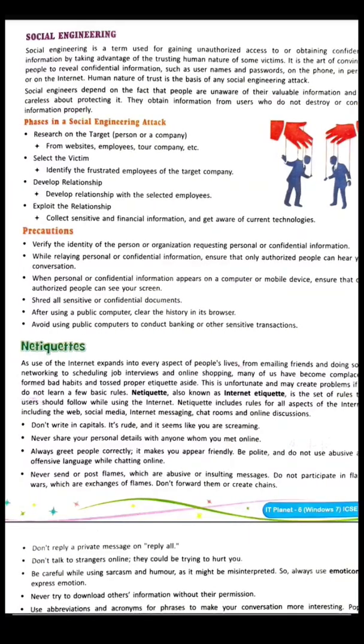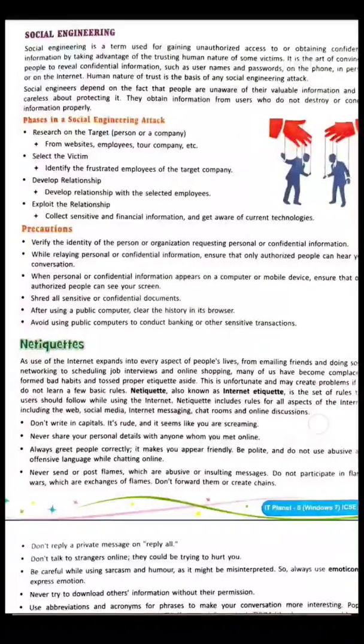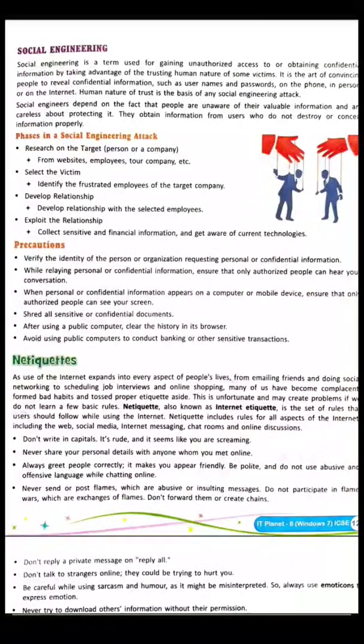So here we have some phases in social engineering. Firstly, they will research a target, meaning a person or a company. Then they will select the victim, so who will be selected or from whom the information can be revealed. Then they will develop some personal relationship with that victim, and after that they will exploit that relationship, meaning when the trust is built, then they will steal the confidential information based on that trust.